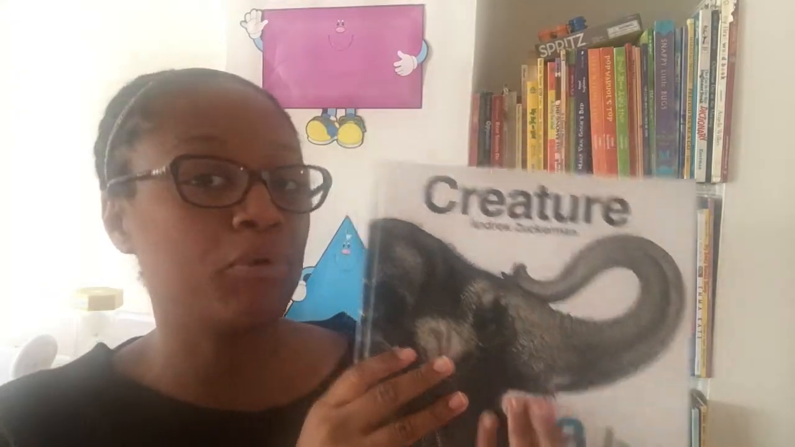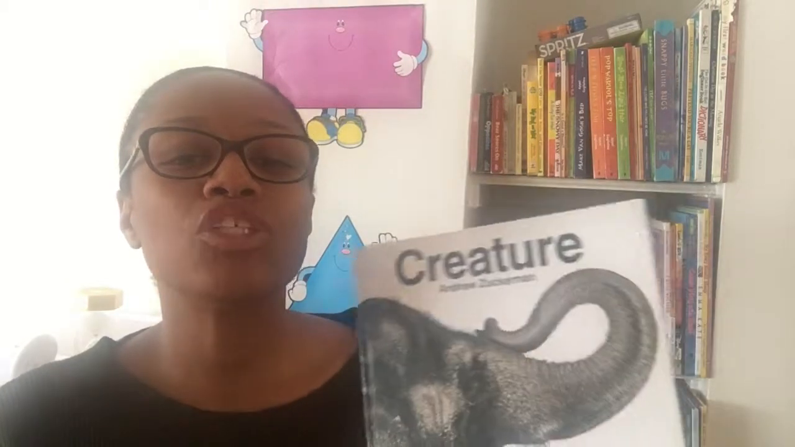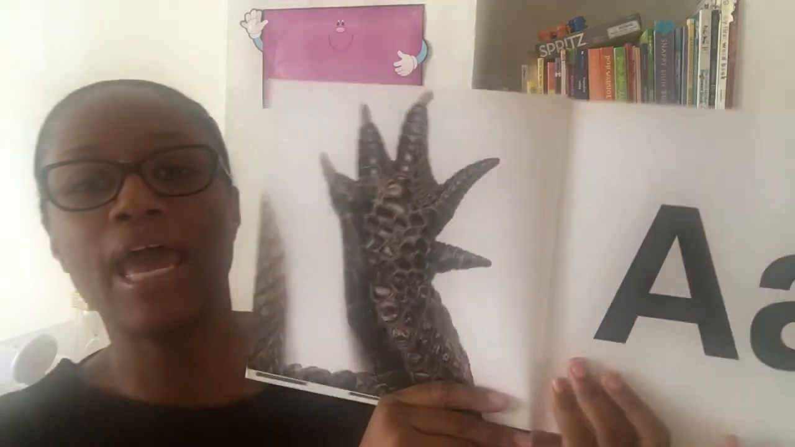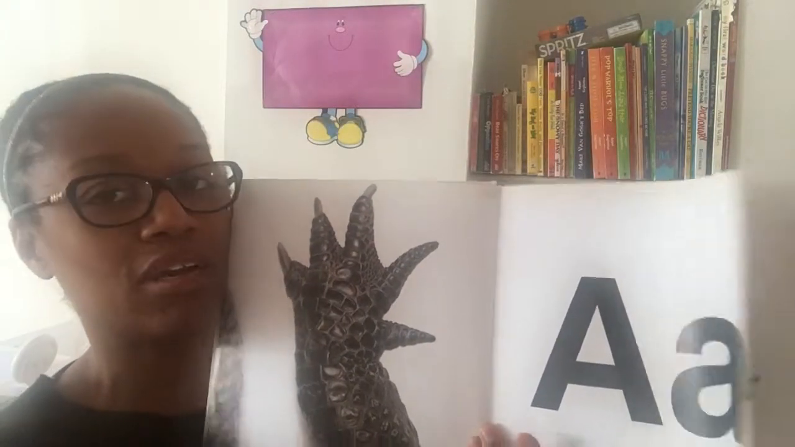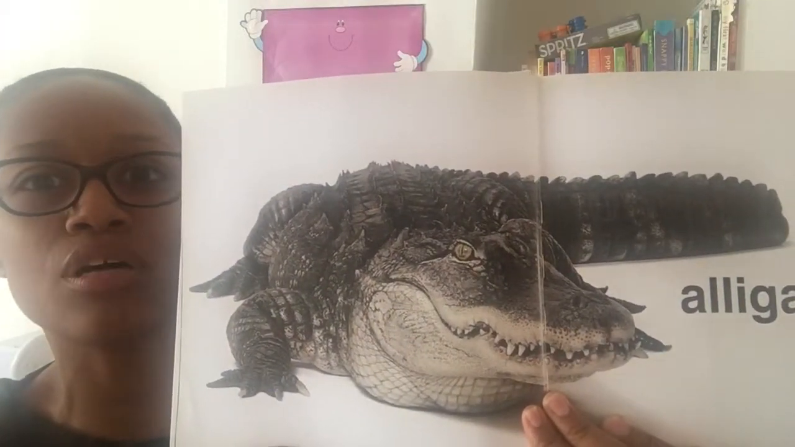The illustrations are awesome. This book is an alphabet book and goes through identifying animals that matches the letter in the alphabet. But the illustrations, that's the most important thing I want you to see about this book. The illustrations are amazing. For example, A. Can you guess what animal this is that they're going to teach us about A? Alligator. Now look how realistic this alligator looks.